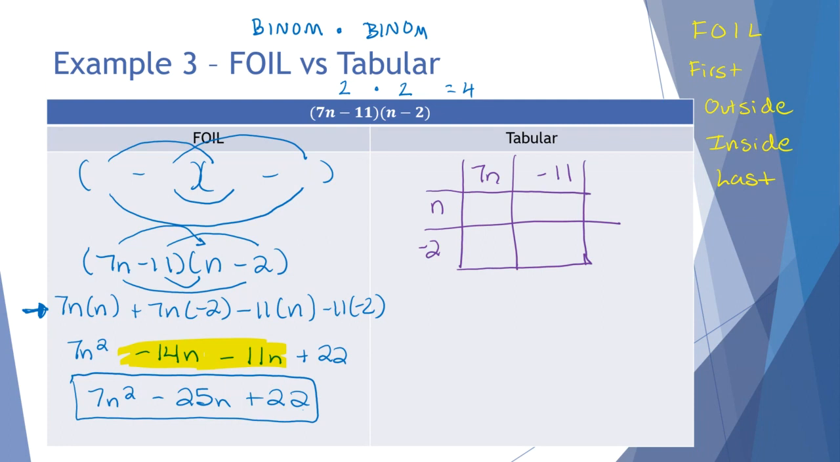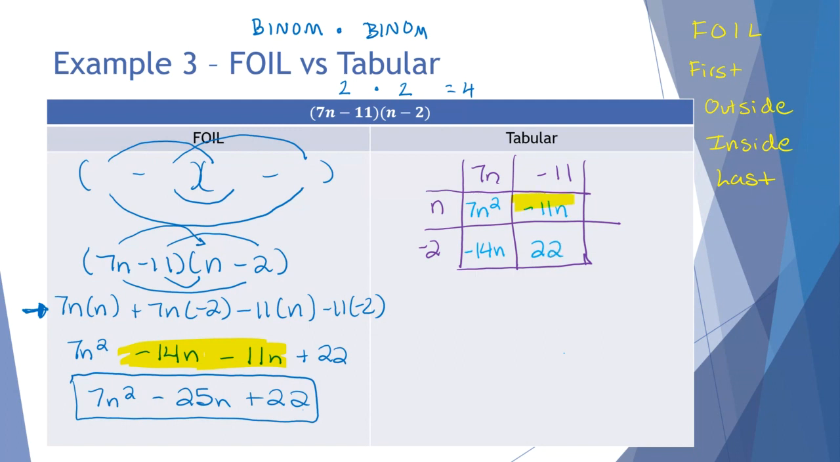So row times column, so the first row is n. The first column is 7n. So n times 7n is 7n squared. Then I do n times negative 11, so that's negative 11n. Then second row, negative 2 times 7n is negative 14n. Negative 2 times negative 11 is 22.